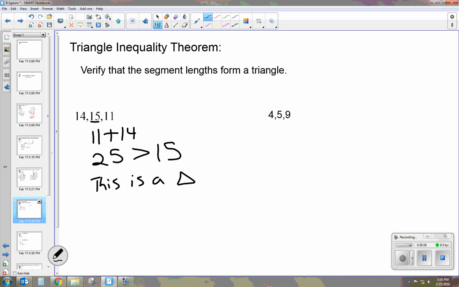This problem over here, our two shortest sides are 4 and 5. If we add 4 plus 5, we get 9. 9 equals 9. It has to be greater than the largest side. And since it's equal, we know that this is not a triangle. If the sum of the two smaller sides is less than or equal to the largest side, we do not have a triangle.